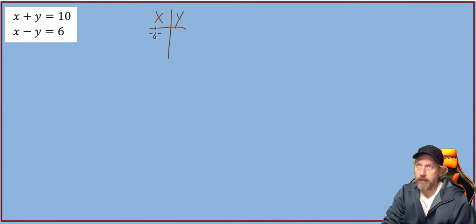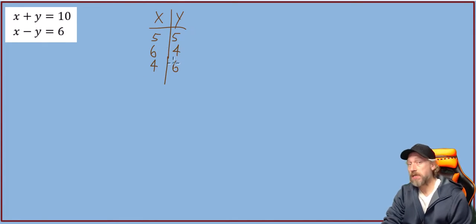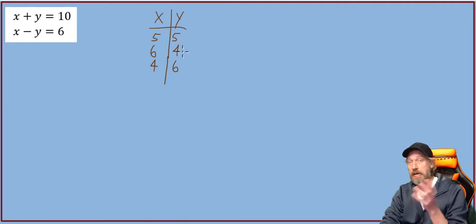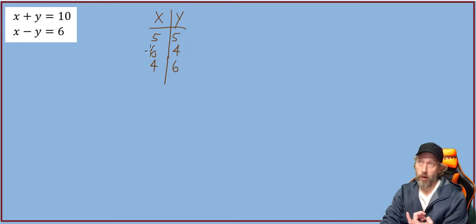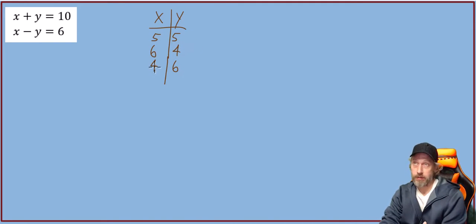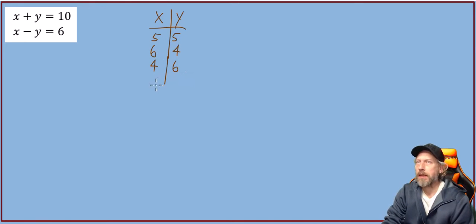So we could say, 5 plus 5 equals 10. We could say 6 plus 4 equals 10. We could say 4 plus 6 equals 10. Those are separate ordered pair solutions because they have different values for x and y. x is 6 with y equals 4 is different from x equals 4 and y equals 6. And we could make a few more examples.